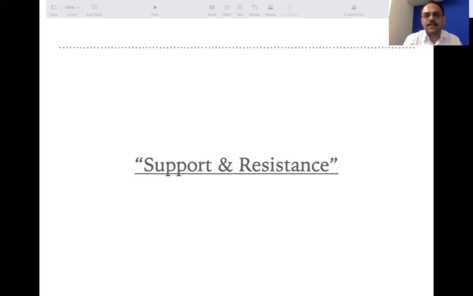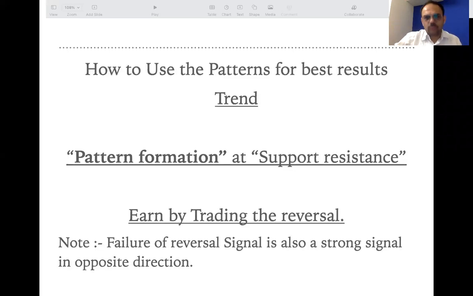You have to understand it, also to use it. So what we have to do is, I'll explain briefly about support and resistance, but you just pay attention to the patterns, and I'll explain how to use them for support and resistance.